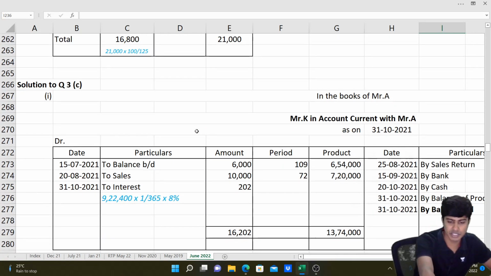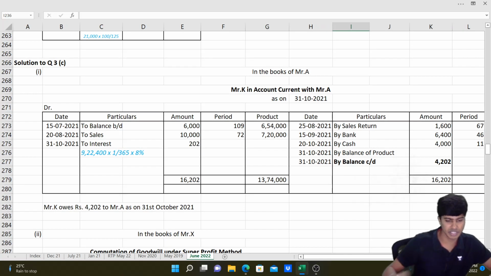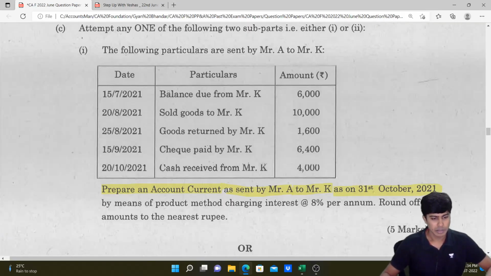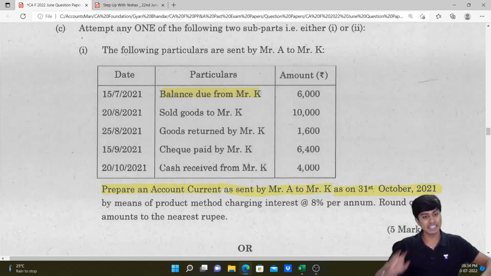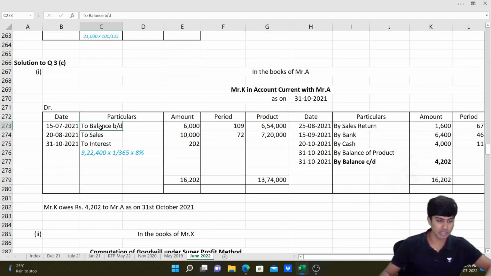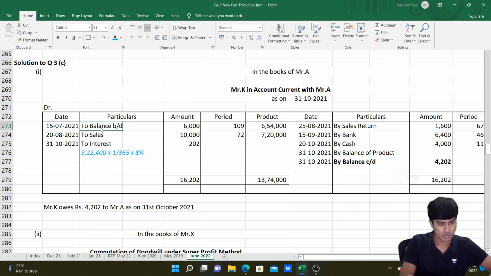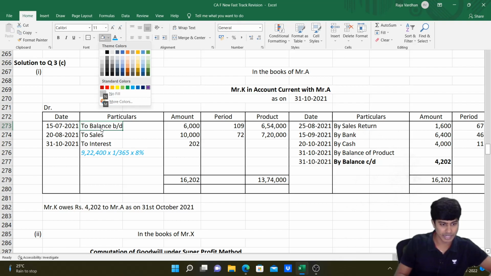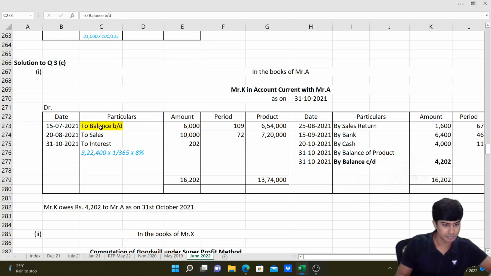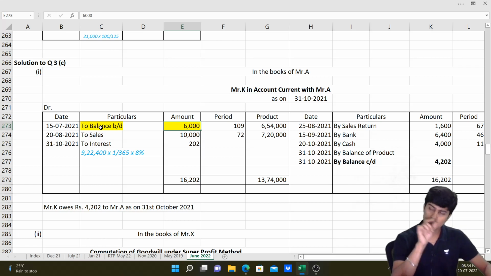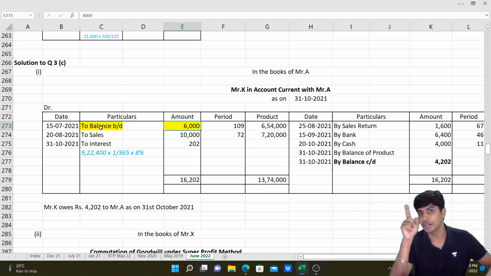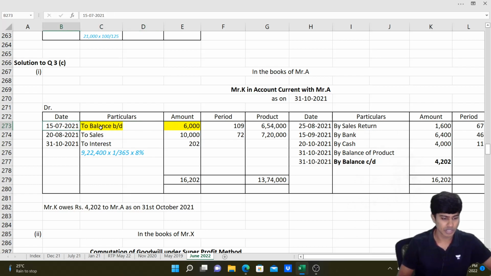So in the books of Mr. A, Mr. K in account current with Mr. A. First transaction, balance due from Mr. K. We are A. From K we are supposed to receive money. Asset, balance sheet, debit side. So we'll write on the debit here 6,000. First fill up all the amount columns. Leave space for period and product. Later you do period and product. Don't do it initially. So write the date 15th of July 6,000.